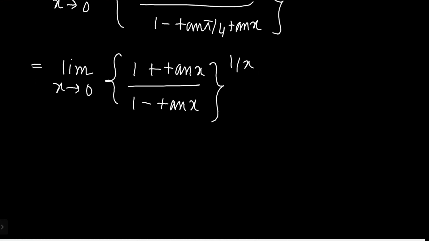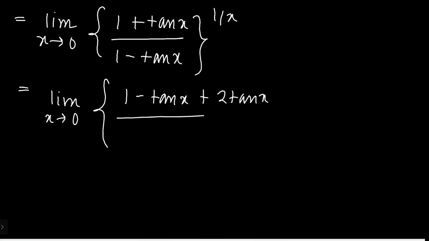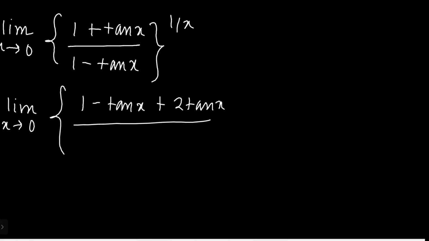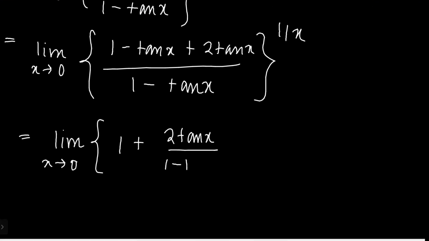Now as x tends to 0, this 1 plus tan x, I can rewrite it as 1 minus tan x plus 2 tan x. I can easily write this because plus 2 tan x minus tan x will be plus tan x only. Now if I do the distributive law, then what will we get? Limit x tends to 0, (1 plus 2 tan x by 1 minus tan x) to the power 1 by x.